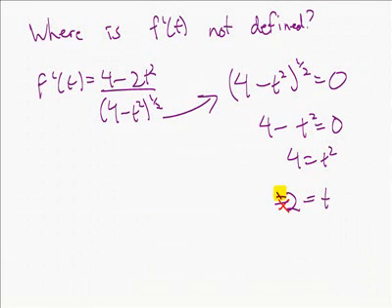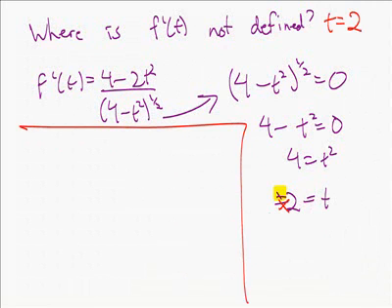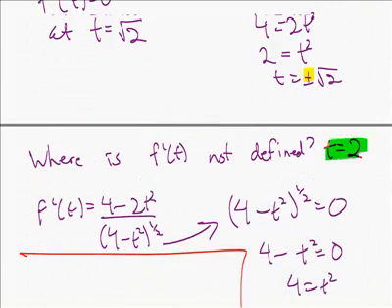So where is f prime of t not defined? At t equals positive 2. And again, negative 2 is not in our interval. So we have 3 points to check. What are our 3 points to check? We have t equals 2, where our derivative was undefined.